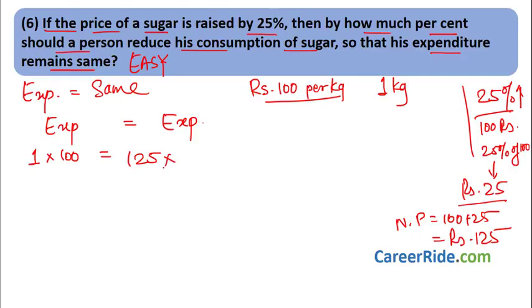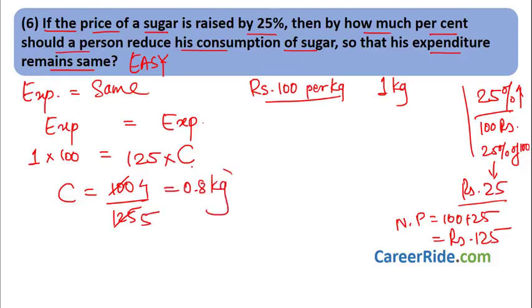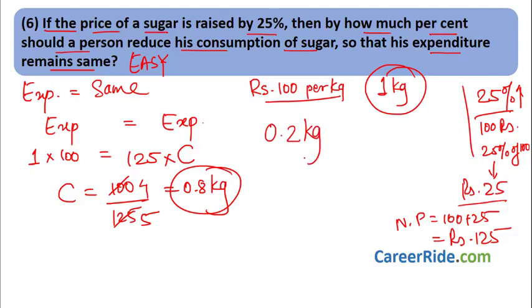Do we know the new consumption? No. So let us assume that new consumption is C. Let's find the value of C. That would be 100 upon 125. 25 4s are, 25 5s are, that is 0.8 kg. Initially the person was eating 1 kg. Now the person should eat 0.8 kg. So the person should reduce his quantity by 0.2 kg, right? So that the expenditure remains same.